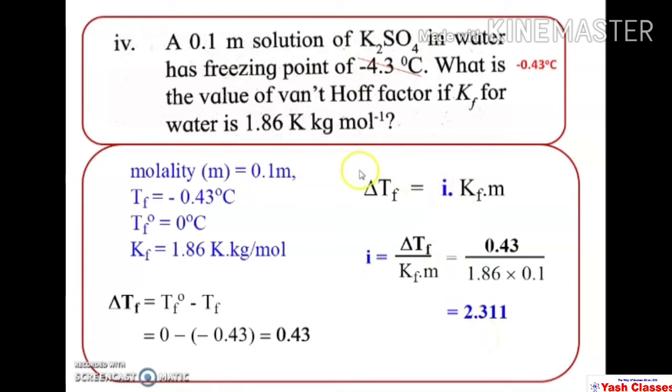The important thing here is, for non-electrolytic solution, delta TF is equal to Kf into m. But for electrolytic solution, you need to multiply the right side term by van't Hoff factor i. This is most important. And potassium sulfate is an electrolytic salt, a strong electrolyte, and therefore here you have to use the modified colligative property expression.